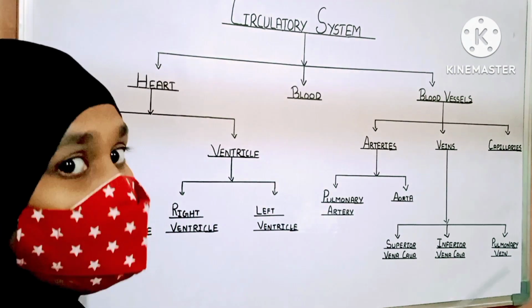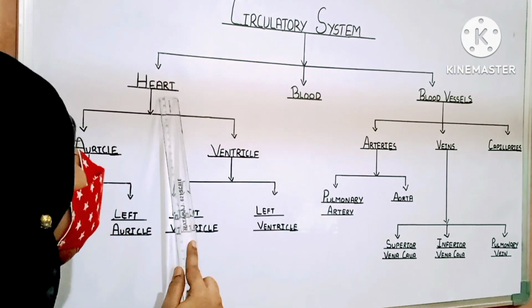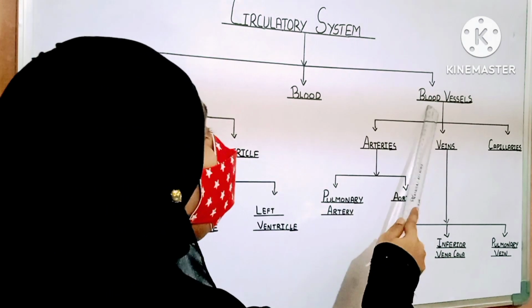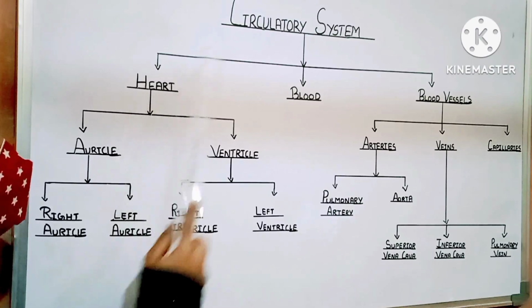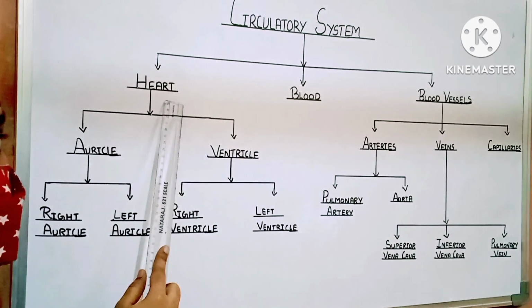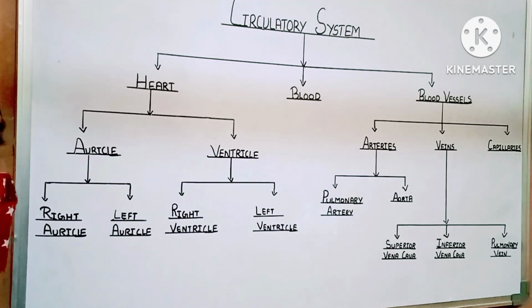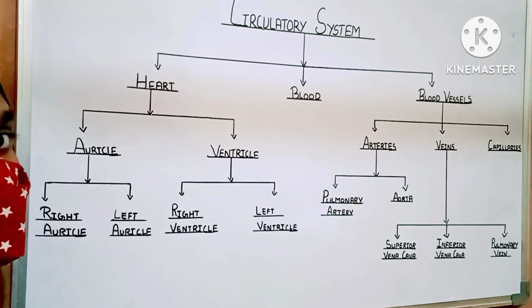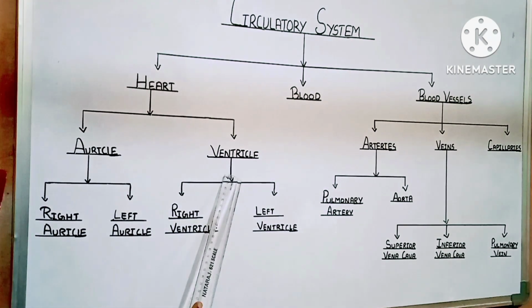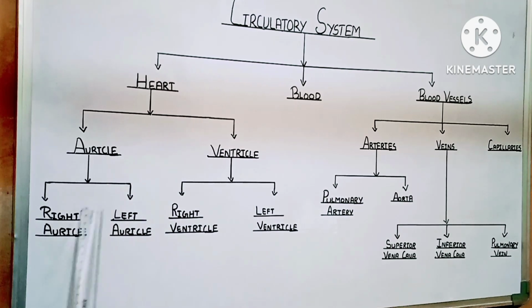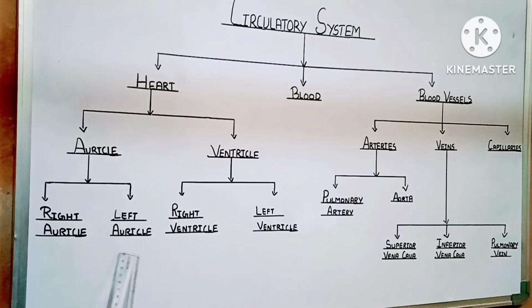The circulatory system consists of three major components known as the heart, the blood and the blood vessels. The heart is the main organ of the circulatory system. It pumps blood to the entire body with the help of the blood vessels, isn't it? The heart is divided into two parts, right and left. Each part contains two chambers known as auricles and ventricles. In the auricles you can see the right auricle and the left auricle. In the ventricles you can see the right ventricle and the left ventricle.